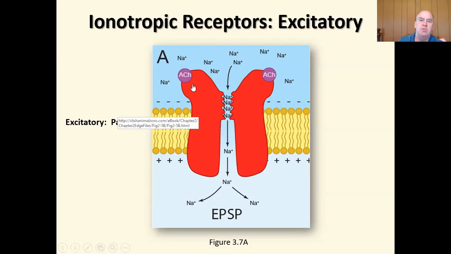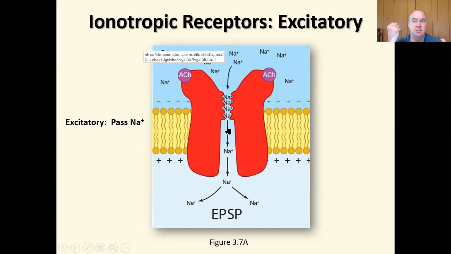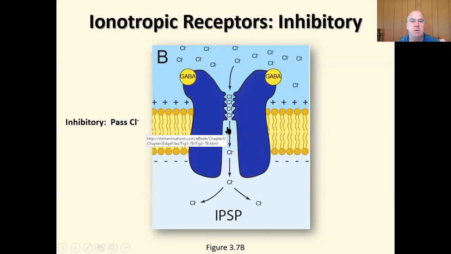But anyway, these are ionotropic receptors. Ionotropic means that the hormone binds the receptor and the receptor is an ion channel and it opens and ions come through. That's our ionotropic receptor. One type of ionotropic receptor is the sodium channel, and that's our nicotinic receptors and glutamate receptors. The other type of ionotropic is a chloride channel.